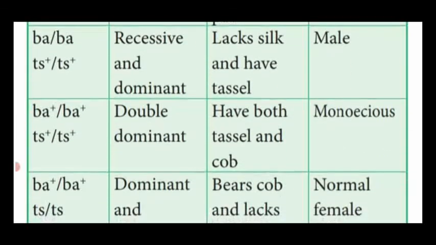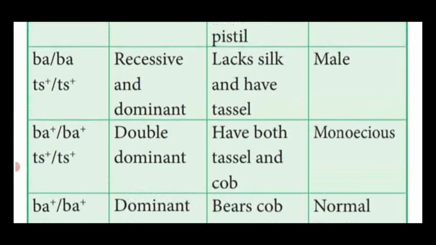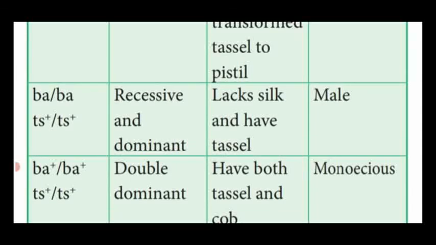In the second one, ba ba and Ts+ Ts+. The first one is recessive, and the second one, plus, is named as dominant. So recessive and dominant. So lack silk and have the tassel. Tassel is dominant, isn't it? So there is no female plant, only male plant. So what sex can it be? Only male. Okay?